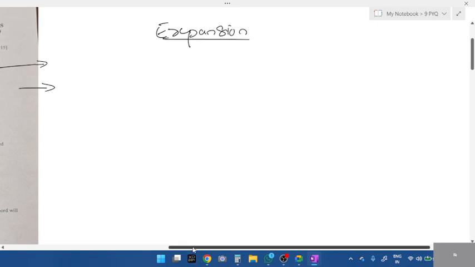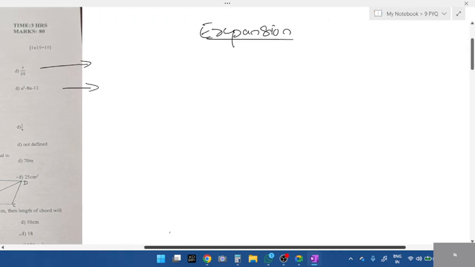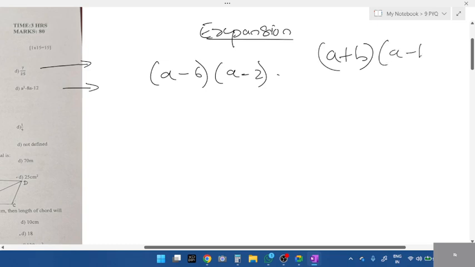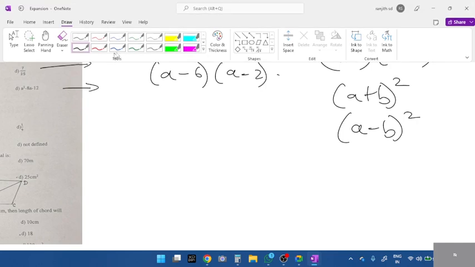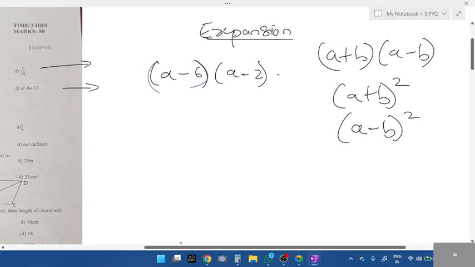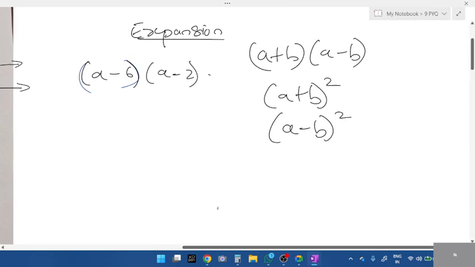Now in expansion, what's the concept given here? A minus 6 into A minus 2. We have a formula A plus B into A minus B. Then what are the other formulas we have? A plus B the whole square and A minus B the whole square. How many brackets are given here? Which formula can we use? How can we use A minus B the whole square? If it is A minus B the whole square, both values should be same, right? Is it same?